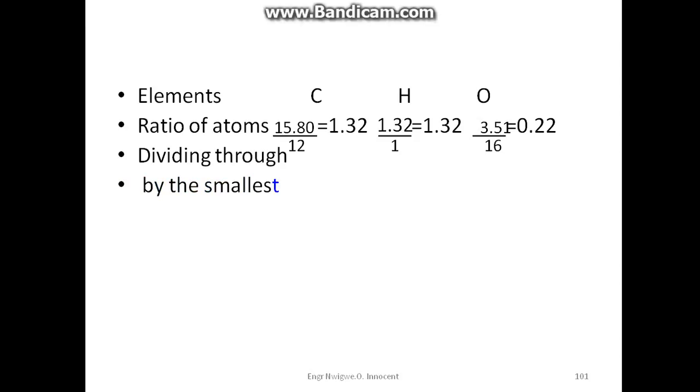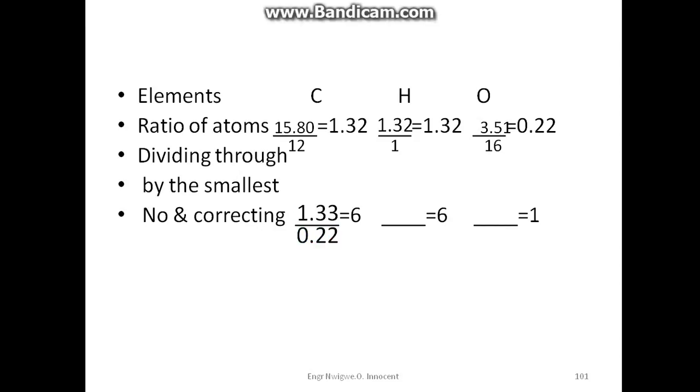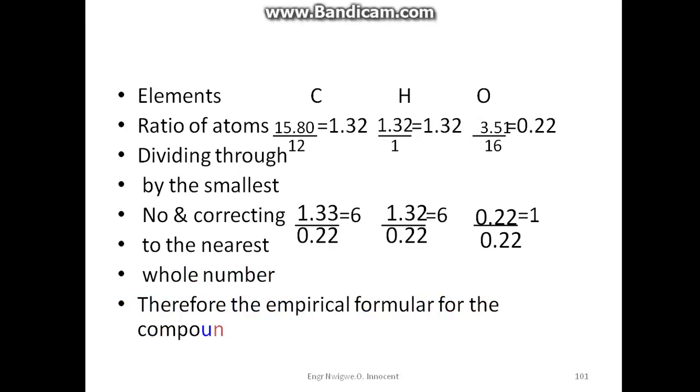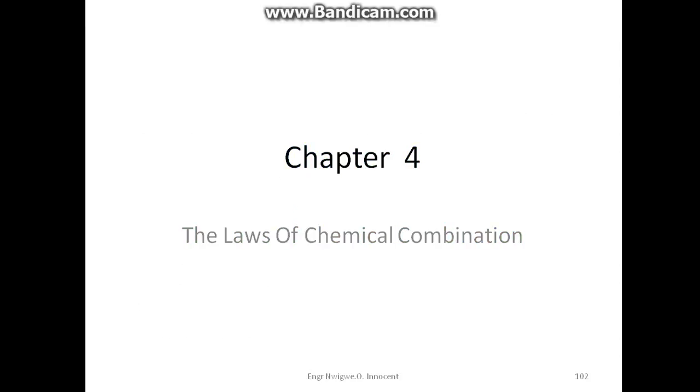Dividing through by the smallest number and correcting to the nearest whole number, 1.32 divided by 0.22 will give us 6 for carbon. 1.32 divided by 0.22 will give us 6 for hydrogen. 0.22 divided by 0.22 will give us 1 for oxygen. Therefore, the empirical formula for the compound Y is C6H6O.